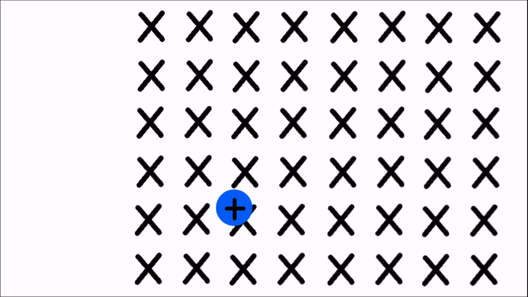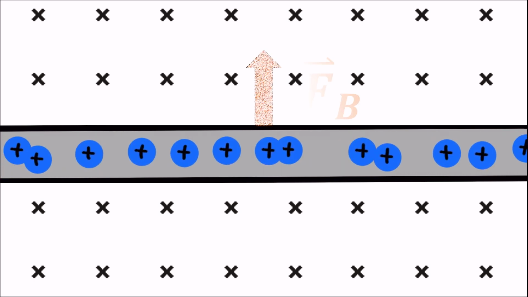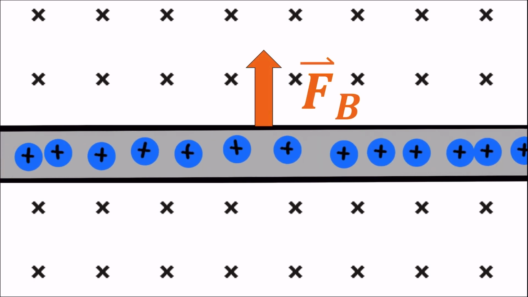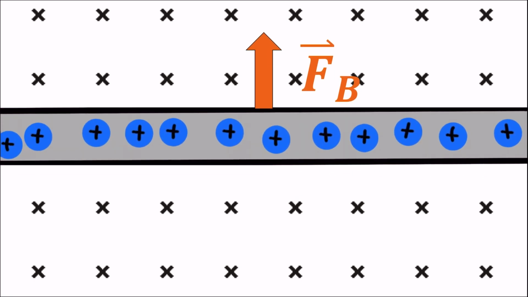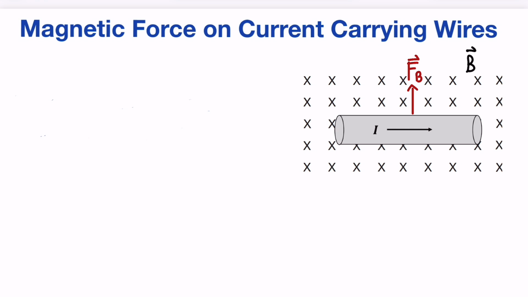A charge moving in a magnetic field experiences a magnetic force. A current-carrying wire consists of many individual moving charges, so a conducting wire that carries current must also experience a force when placed in a magnetic field. So assuming the charges are moving perpendicular to the magnetic field as they are shown here, the magnetic force on the charges is given by qvB.